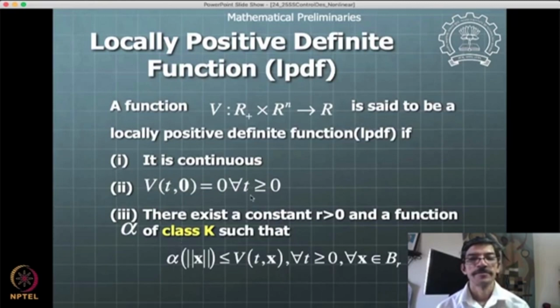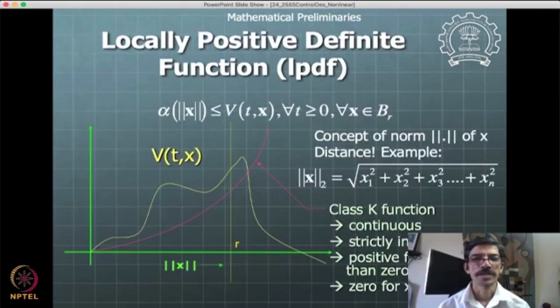Okay, so this is another property: there exists a constant r greater than 0, and a function alpha of class K (we'll see what a class K function is), such that this function is bounded from below by it. It is like the lower bound for this function, bounded from below by this function of class K. So this class K function we'll see first, and then we'll come back to this definition.